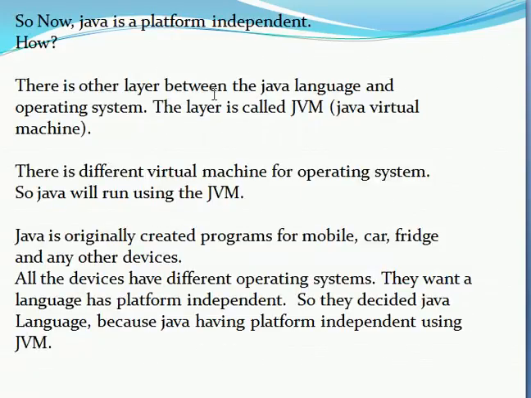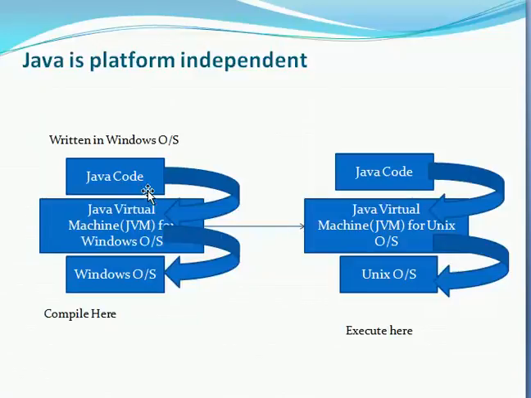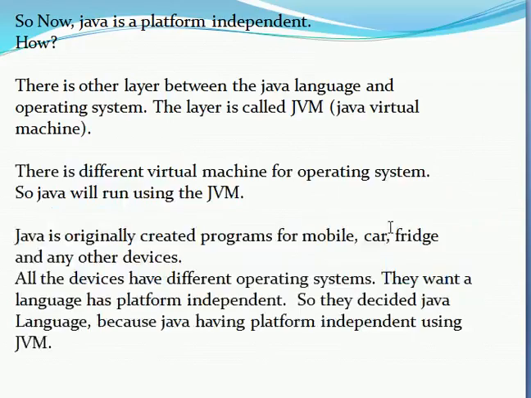How? There is another layer between the Java language and the operating system. The layer is called JVM, Java Virtual Machine. Here we have explained Java code and operating system. In between these two, we have a JVM for the Windows operating system. Here we have a JVM for the Unix operating system. So for every operating system, a separate JVM, Java Virtual Machine, is available. There is a different virtual machine for each operating system. So Java will run using the JVM.